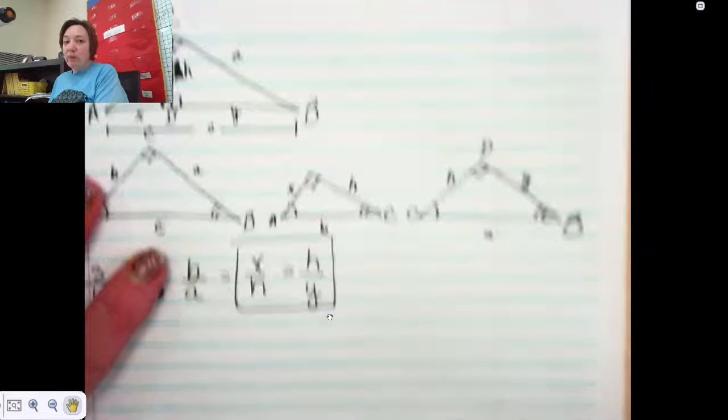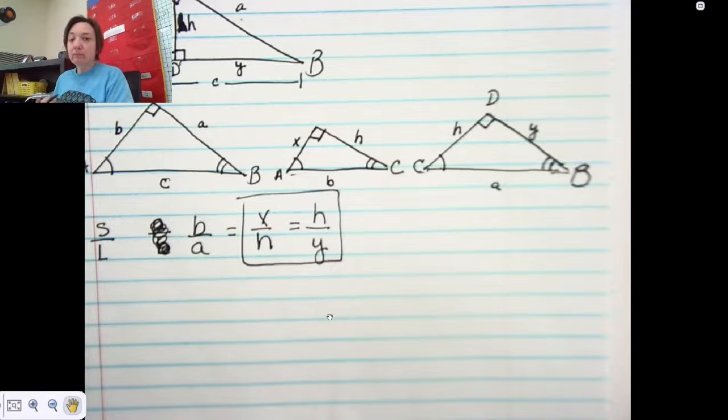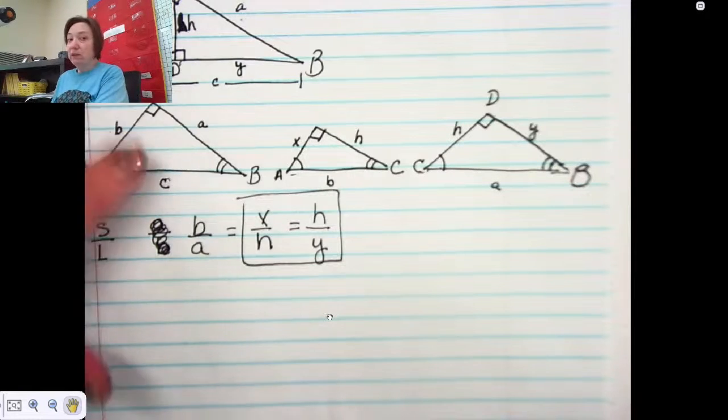What do you notice about that part right there? What do you notice about it? What jumps out at you? We got two H's in there, don't we? So what if we were to solve that for H? H being our altitude, right?